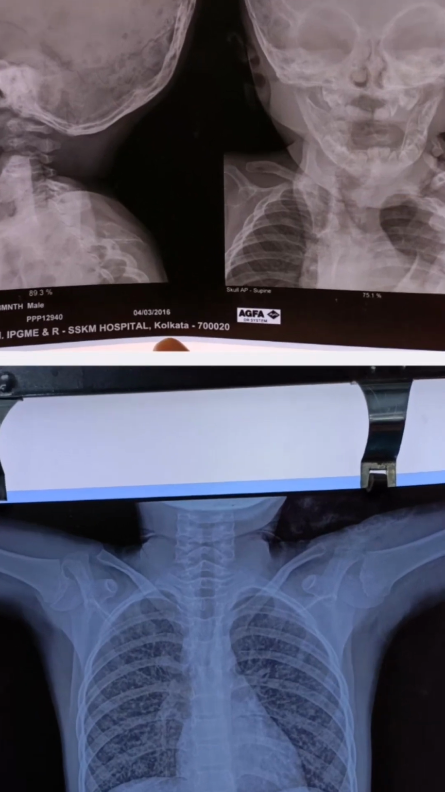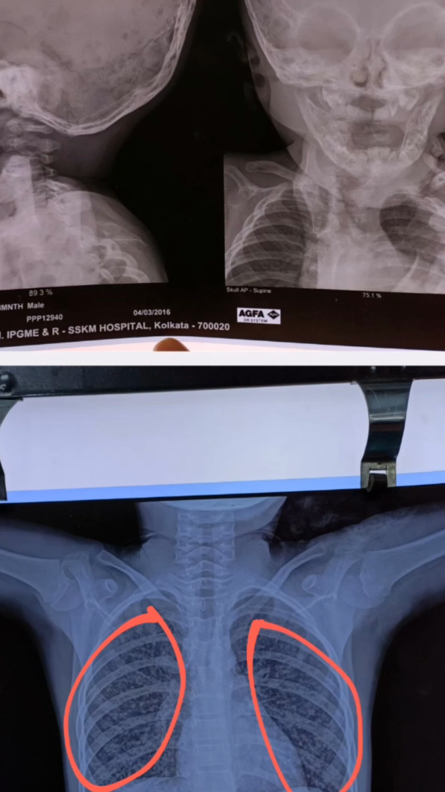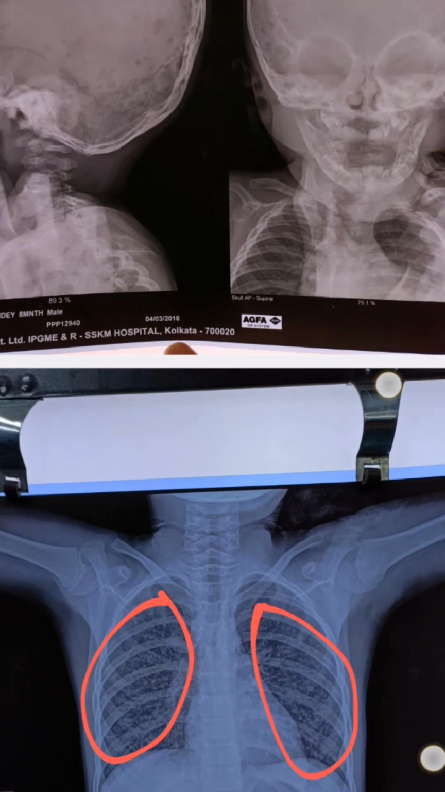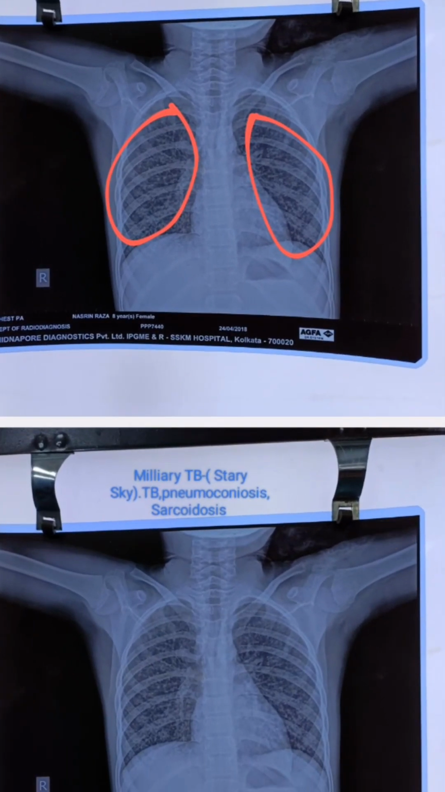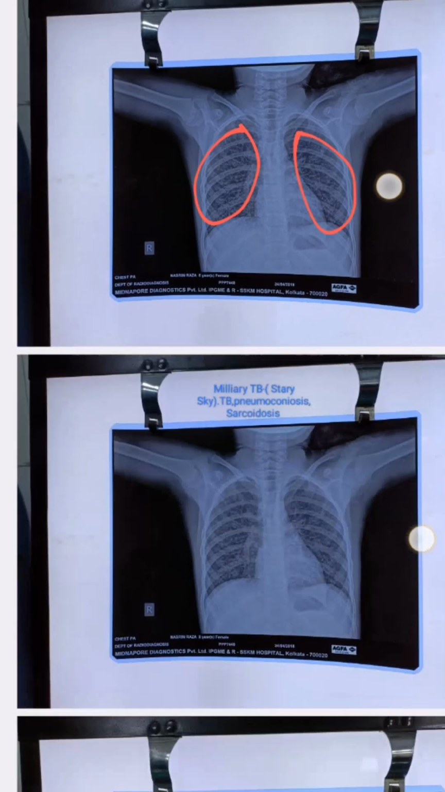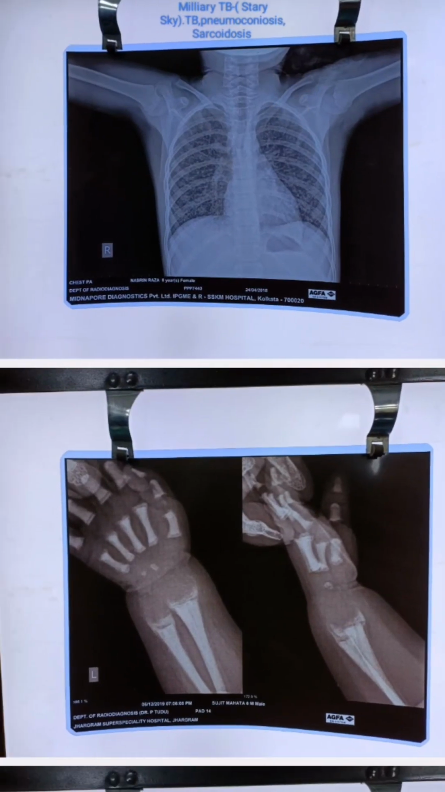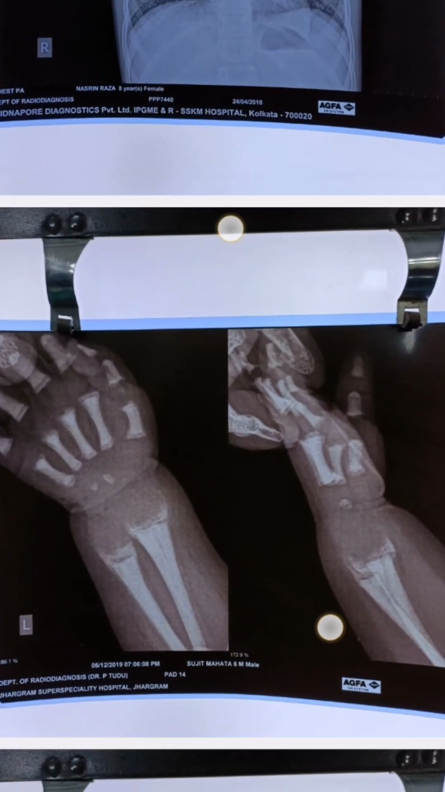Now, in this sciagram, you can see a hazy appearance which is actually said to be evenly distributed small dense defined opacities called millet seeds. Hence it is called miliary tuberculosis. Also you get to see this in sarcoidosis.